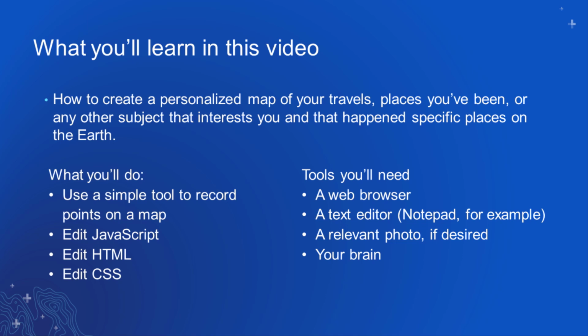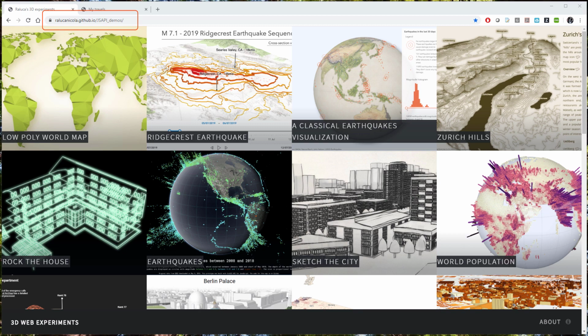What you'll do is you will use a simple tool to record points on a map. You'll be able to edit some JavaScript, HTML, and cascading style sheets. And to do this, all you really need is a web browser, a text editor, and a favorite photo if you want, and of course your brain.